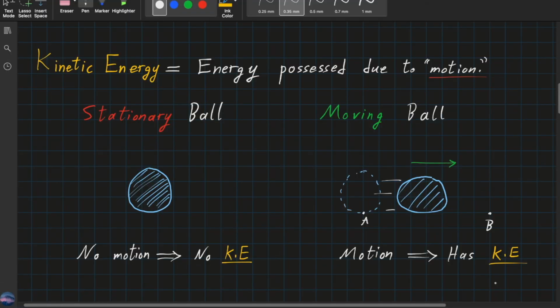Now, here is where kinetic energy comes into play. We said that a moving object possesses an energy due to its motion. Well, that energy is what we call the kinetic energy of an object. So, for example, a stationary ball, meaning that a ball that is at rest, that is not moving, possesses no kinetic energy, while on the other hand, a ball that is moving throughout space, so let's say it's moving from point A to point B, we say that this ball is moving, it therefore has kinetic energy.